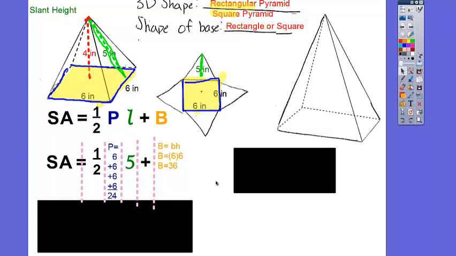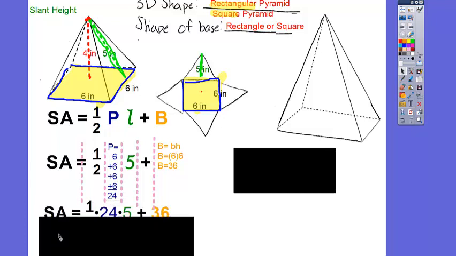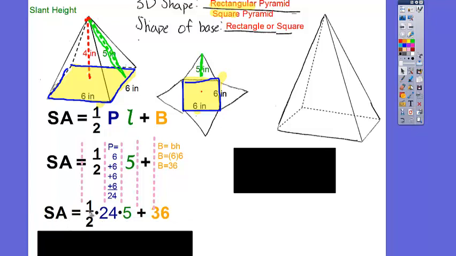So now we've solved for each of these parts. Let's plug those into the formula and rewrite it. So when I rewrite this, I'm going to write surface area equals 1/2 times 24, that was what we solved for big P, times 5, that was the slant height, plus 36, that's what we solved for big B, the area of the base. So when you look at this, according to PEMDAS, you can pick different things to do first. What do y'all want to do first here? I know I'm going to add last, so I know I need to multiply one of these. We can pick whichever one we want.